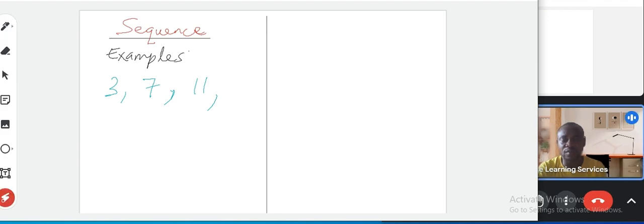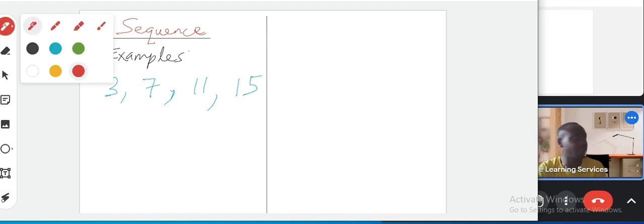3, 7, 11. What should the next one be? I need you to concentrate and stay quietly. That's 16. Are you sure? Check it properly. 3, 7. Just 7 is 4. So what should... Okay, did you say 15? 1, 5? Yeah. I thought I had 16. Okay, 15. Now, this is the first term.